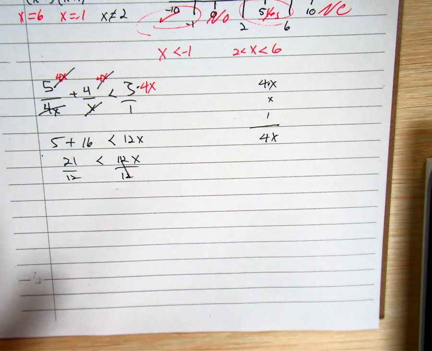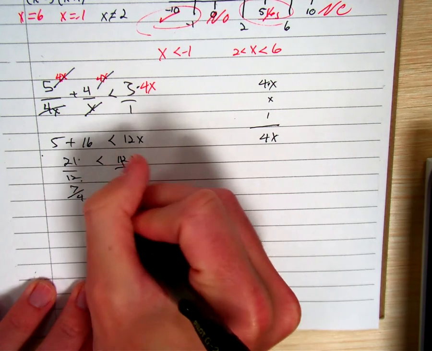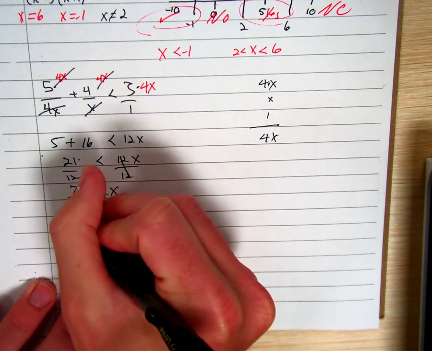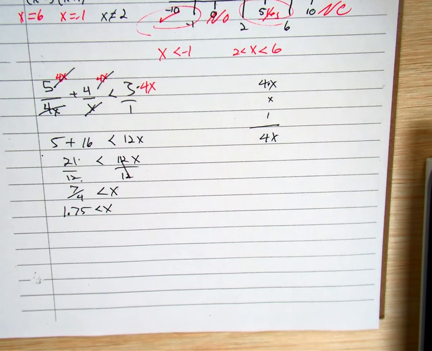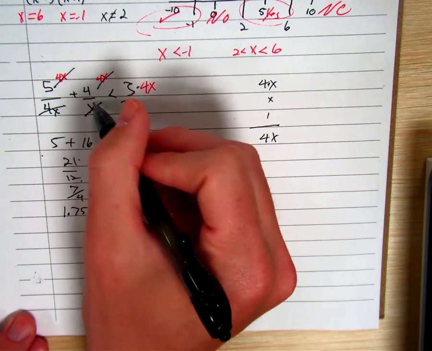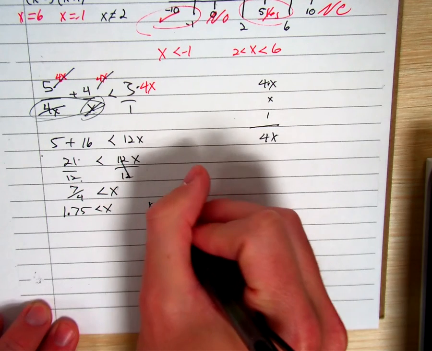Okay, 21 divided by 12, reduce. I can divide them both by 3. 7/4, or 1.75. Okay, and that's not all. We also need to test out what makes the bottom equal 0, and in this case it'd be 0.